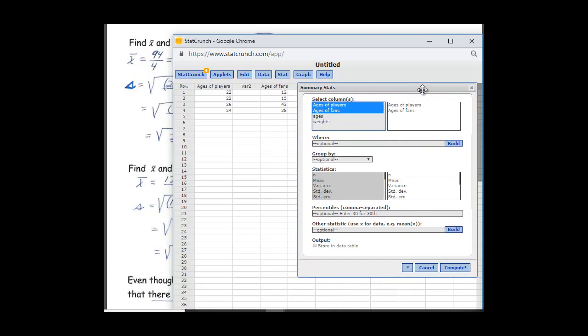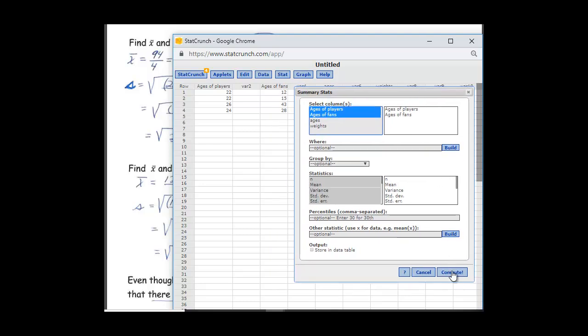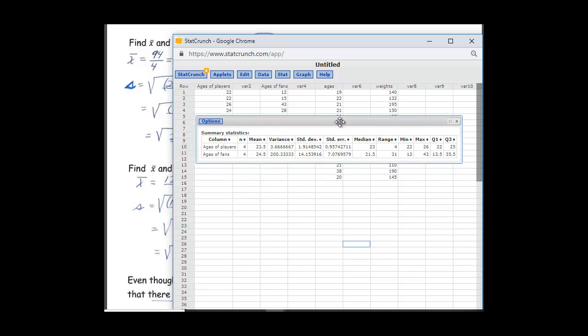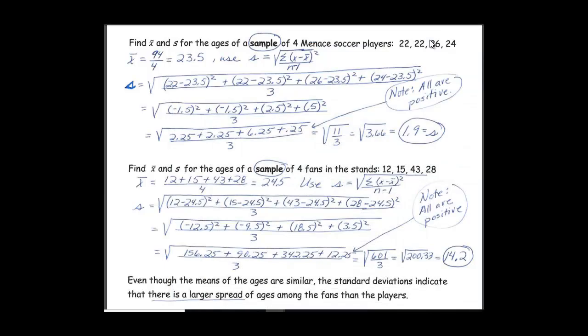I'm going to pull that up right here, and I go down to Compute, and StatCrunch is wonderful. It does it all for us. I'm looking at the ages of the players. 23.5 is the mean. The ages of the fans, the mean is 24.5. The only two columns we're looking at in this example are the mean and the standard deviation, which matches up with what we had in our example that we did by hand. But you can check your work with StatCrunch. So I think you can see where this would be really nice to have for large data sets.